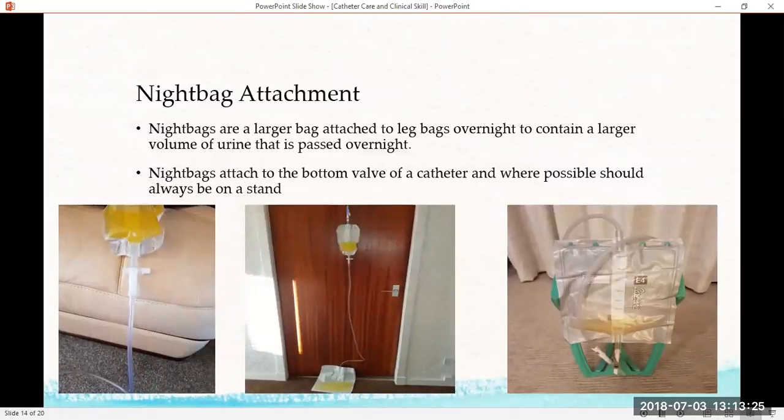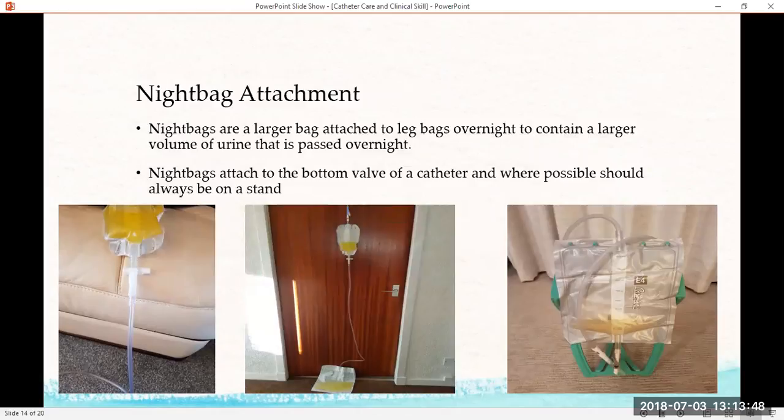So this is about night bag attachment. So obviously your night bag's normally used in the overnight period. And this is a larger bag, so it attaches onto the bottom of a leg bag in the overnight period. So normally goes on when your patients are going to bed and then comes off in the morning. And that contains a larger volume of urine. Some patients do tend to pass a larger volume of urine overnight.